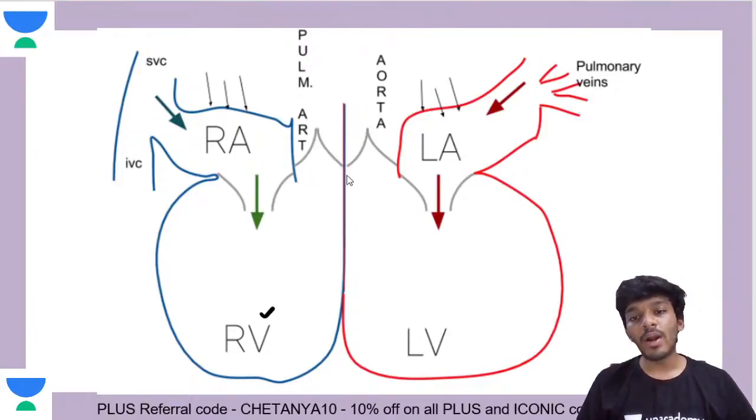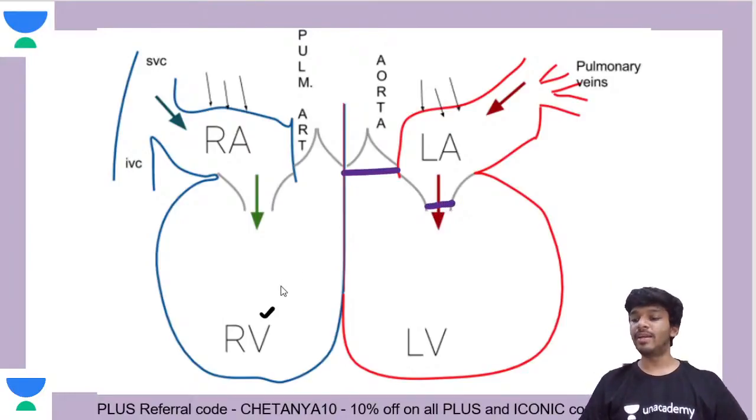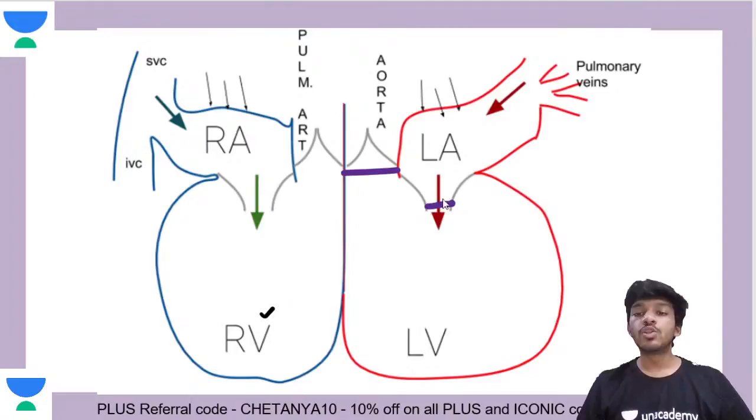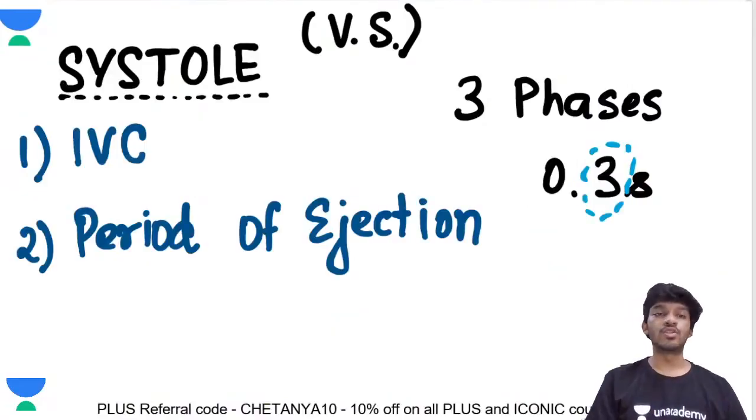Okay, initially what happens, the aortic valve is also closed, and this valve is also closed. Left atrium, the valve is also closed. So when does this valve close? When does this valve close? This closes just before the start of systole, right?